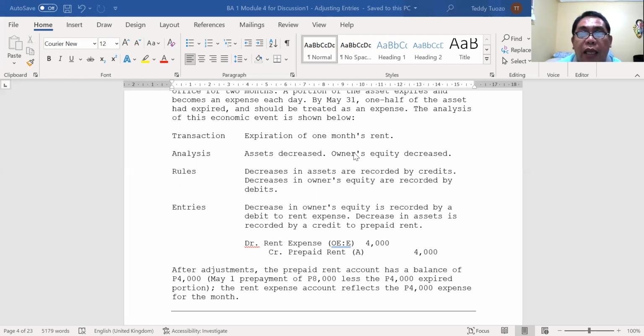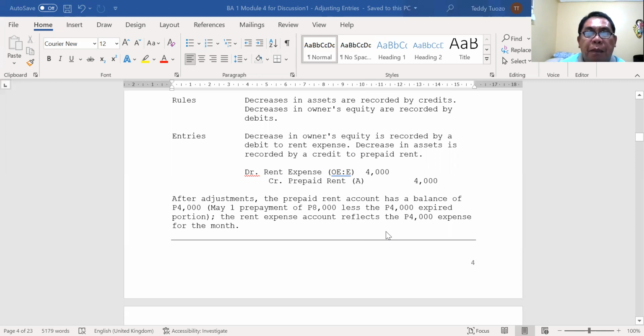Debit to rent expense. When you prepare the adjusting entries, do not write the DR, CR there. Go straight to the OE and E, because it is only a specification of what accounts are affected, or the accounts classification. Rent expense is classified as an owner's equity and it is an expense account. That's why in this case, owner's equity is decreased while the prepaid rent, which is an asset, is decreased. Based on the analysis here, assets decrease and owner's equity is decreased.